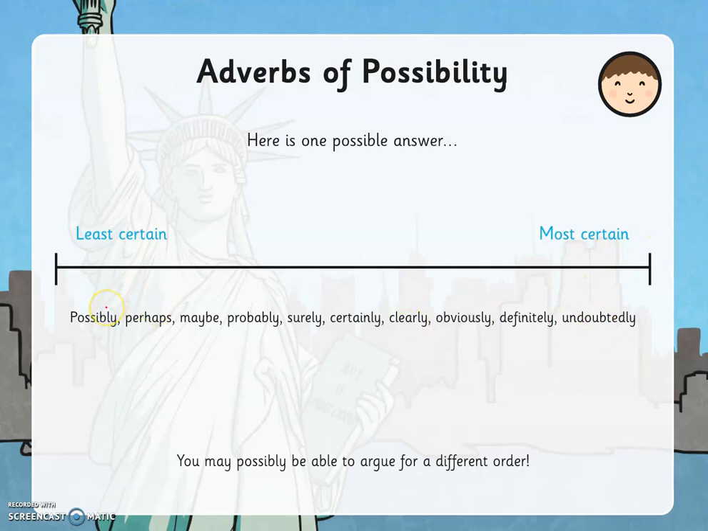So if I say possibly, it's like it might happen. So that's about in the middle. Definitely, if something's definite, it's absolutely going to happen. So it's going to go there. If it's undoubtedly, that's the same. If it's probably going to happen, again, it's going to be in the middle. If it's obviously, you might be able to argue for a different order. You might have to use dictionary.com just to find out the meaning of the words and label them there on that sheet.